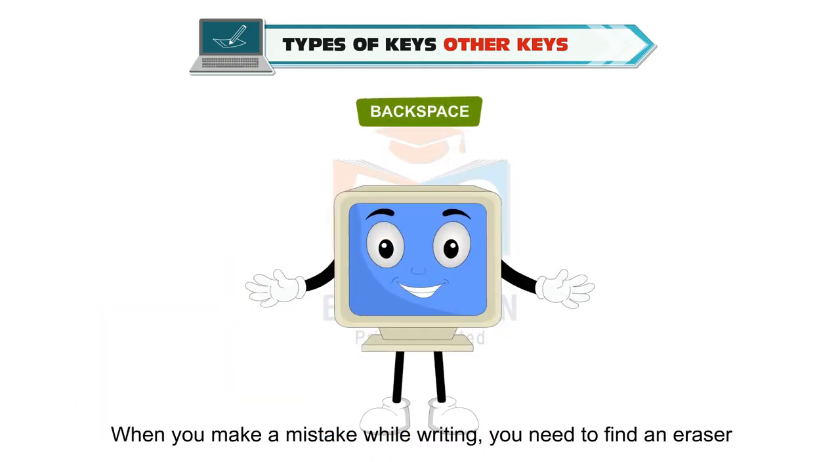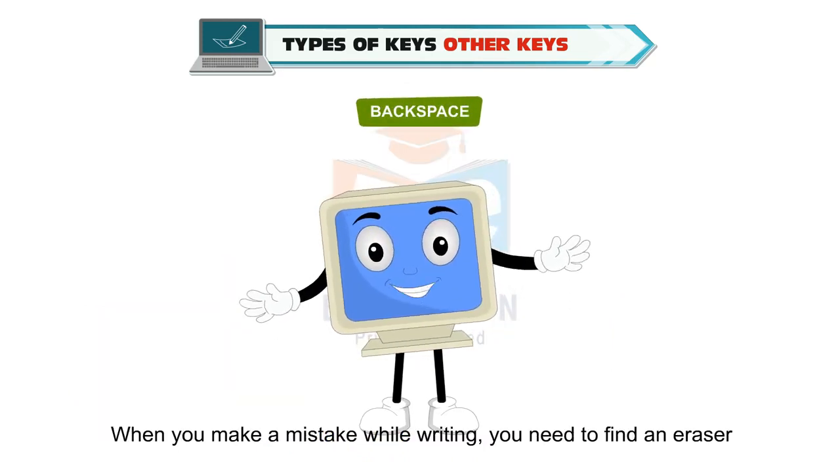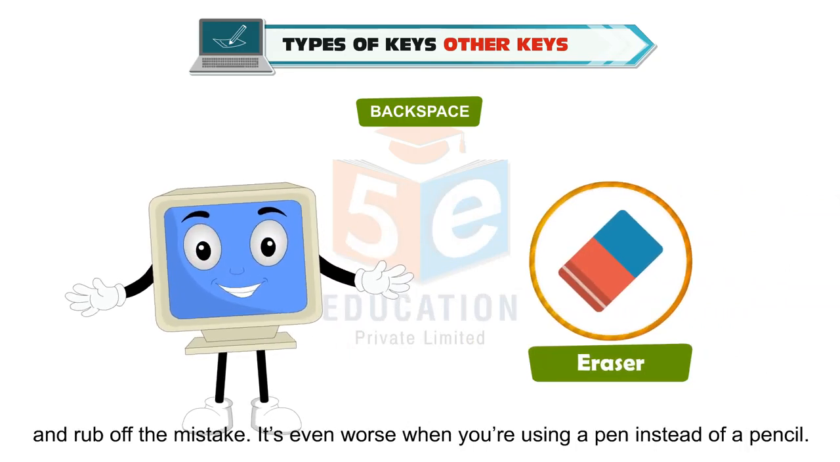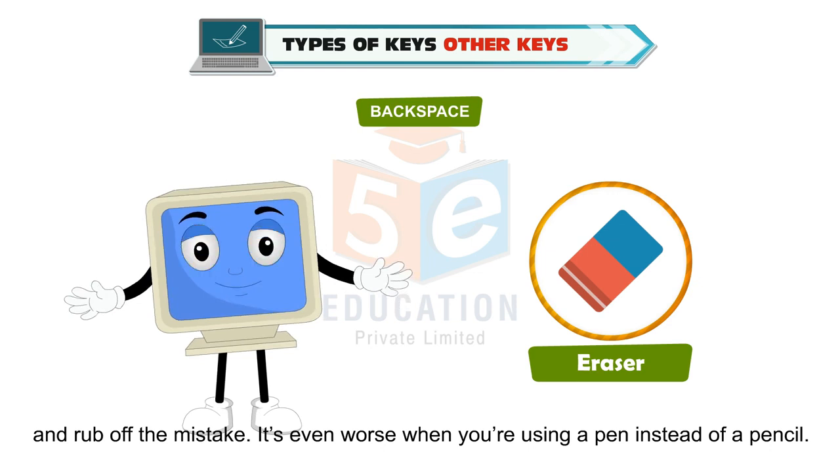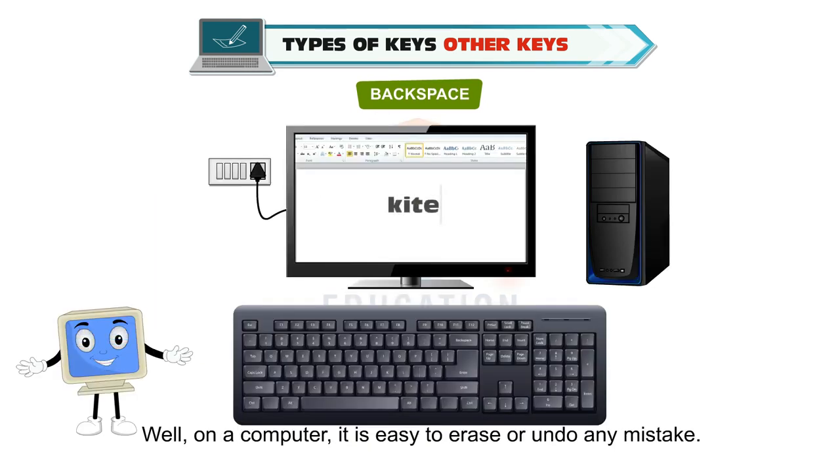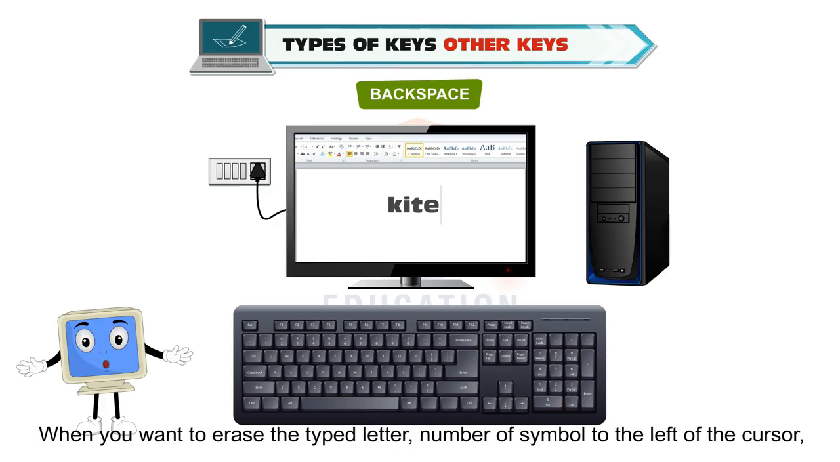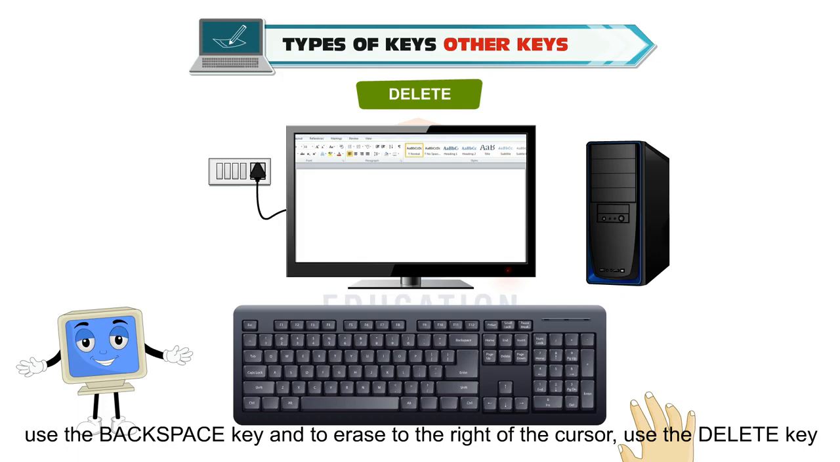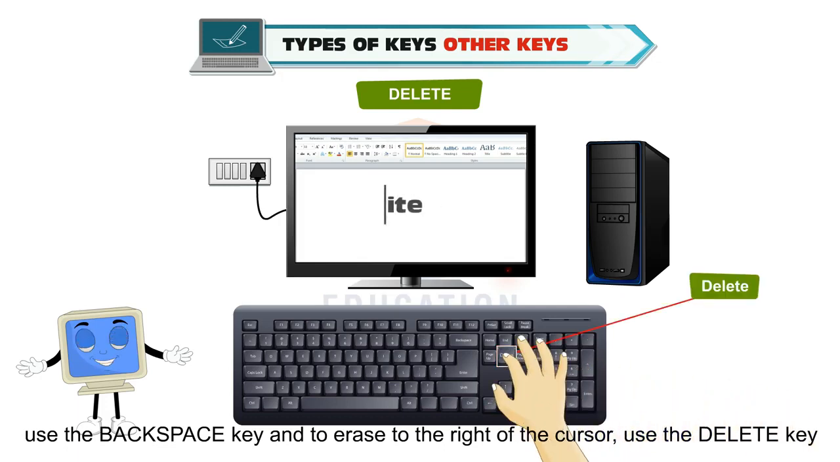When you make a mistake while writing, you need to find an eraser and rub off the mistake. It's even worse when you're using a pen instead of a pencil. Well, on a computer, it is easy to erase or undo any mistake. When you want to erase the typed letter, number or symbol to the left of the cursor, use the backspace key. And to erase to the right of the cursor, use the delete key.